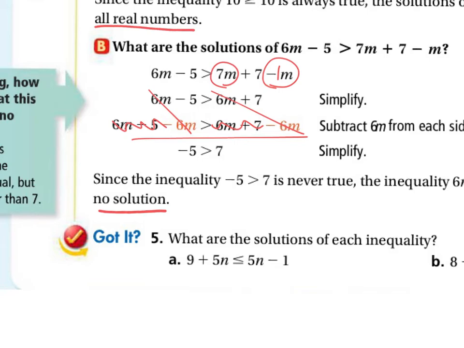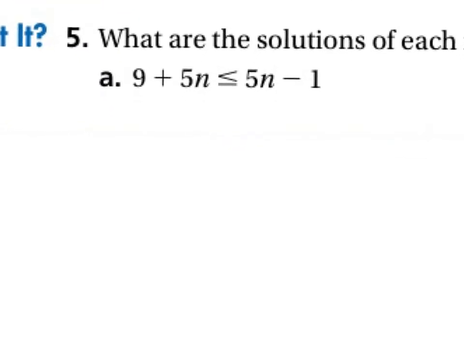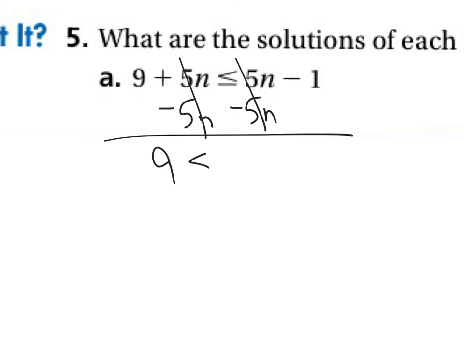So let's go ahead and look at the got it 5. So part A, if we subtract 5n on both sides, we've got 9 is less than or equal to negative 1. Is 9 less than or equal to negative 1? The answer is no, which means we have no solution.